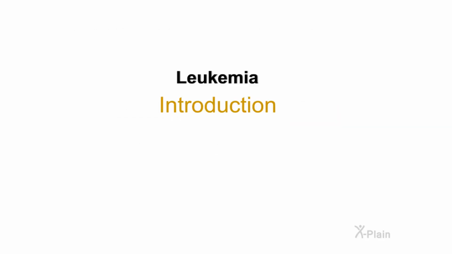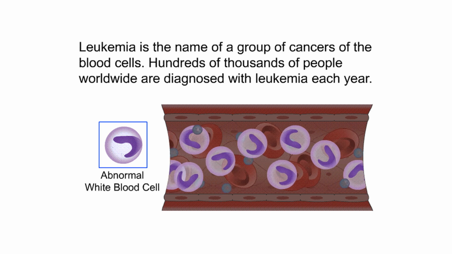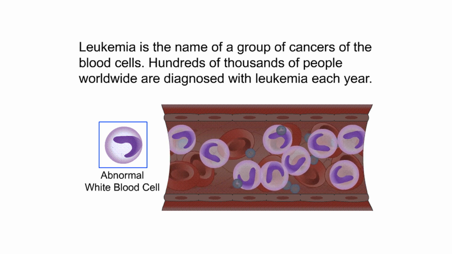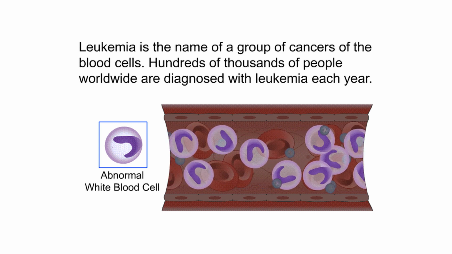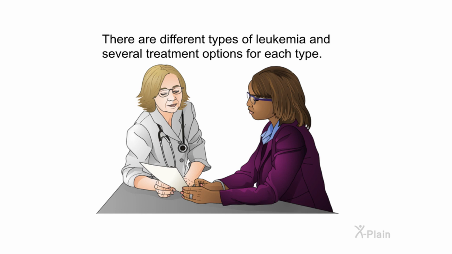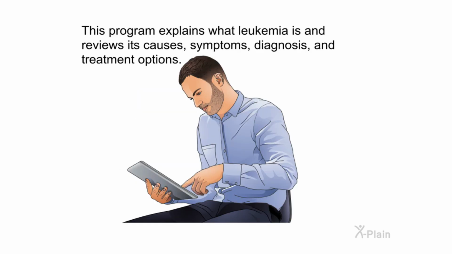Leukemia. Introduction. Leukemia is the name of a group of cancers of the blood cells. Hundreds of thousands of people worldwide are diagnosed with leukemia each year. There are different types of leukemia and several treatment options for each type. This program explains what leukemia is and reviews its causes, symptoms, diagnosis, and treatment options.